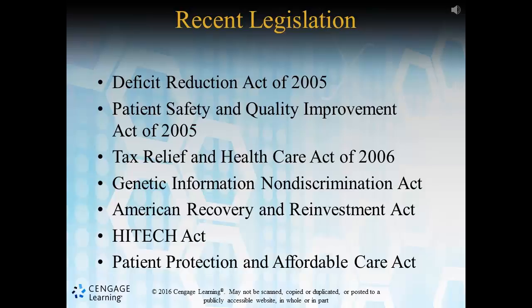Last on this list is the Patient Protection and Affordable Care Act. This is commonly referred to as the Affordable Care Act, or nicknamed Obamacare. It's the United States federal statute that was enacted by President Obama that guaranteed a variety of different components of healthcare coverage for citizens in the United States.